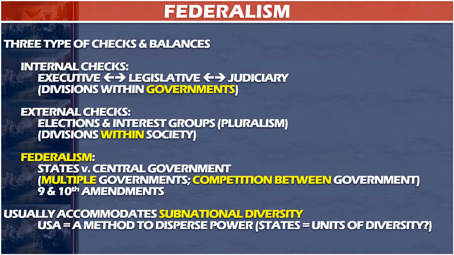federalism. So we discussed in the last lecture that there are three types of checks and balances. There are internal checks and external checks discussed in the last lecture. Internal checks are the checks within government. So executive versus legislative versus judiciary. That's why they're called internal checks, because these checks are within the government and setting parts of the government against each other as a way of balancing power and preventing the concentration of power in one person's hands.